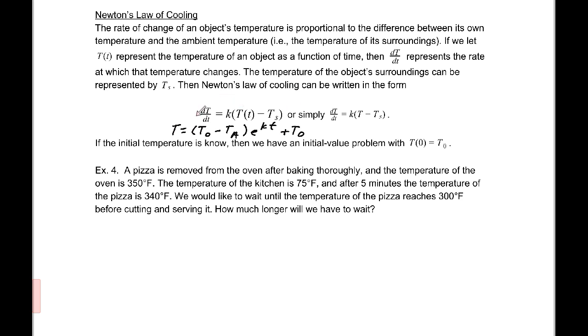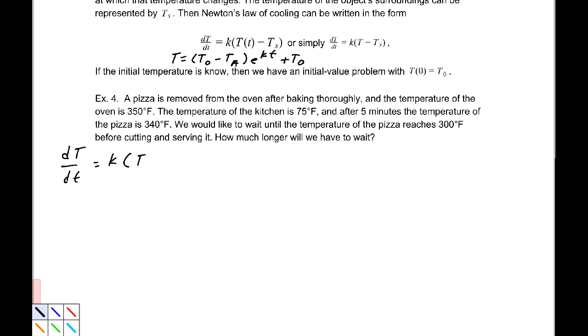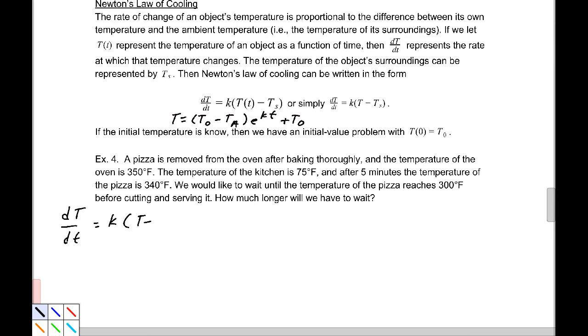And again, this is a solution, or the solution, general solution to this. But let's first start by writing this out as an initial value problem. We've got dT over dt, temperature over time, equals our proportionality constant, which we don't know at this point. We will find this out, times T minus our Ts, which actually represents the ambient temperature.